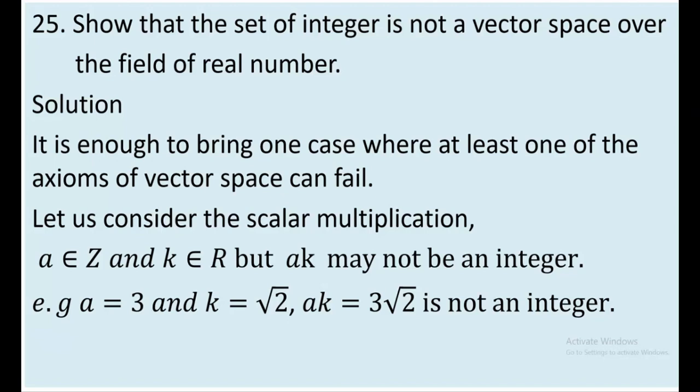Here I just have taken one example. I took a is 3 and k radical 2. 3 is an integer, students, and radical 2 is a real number. So when you multiply these two, 3 radical 2 comes. And this is not an integer, basically. It is a real number, which is not an integer one. So this shows you that the set of integers is not a vector space over the field of real numbers, or under the usual addition and multiplication.